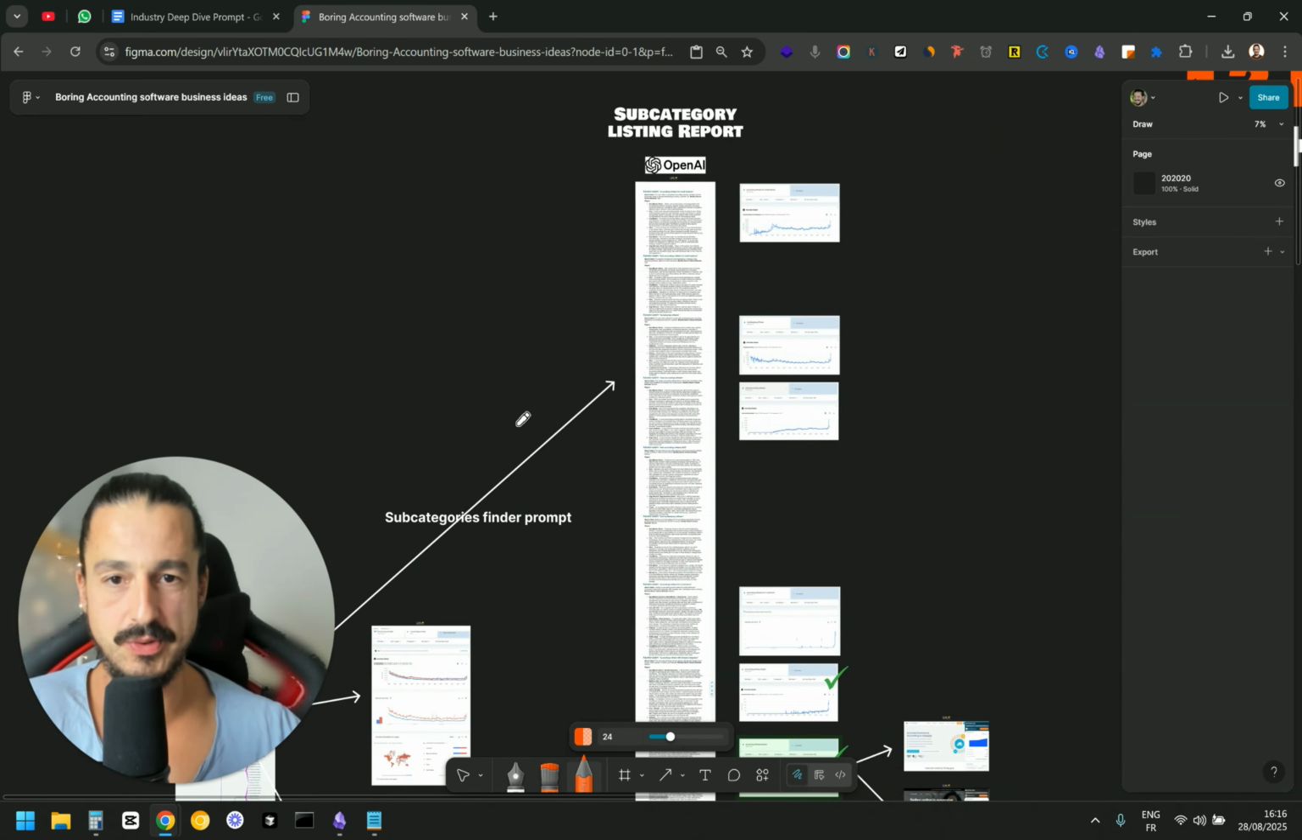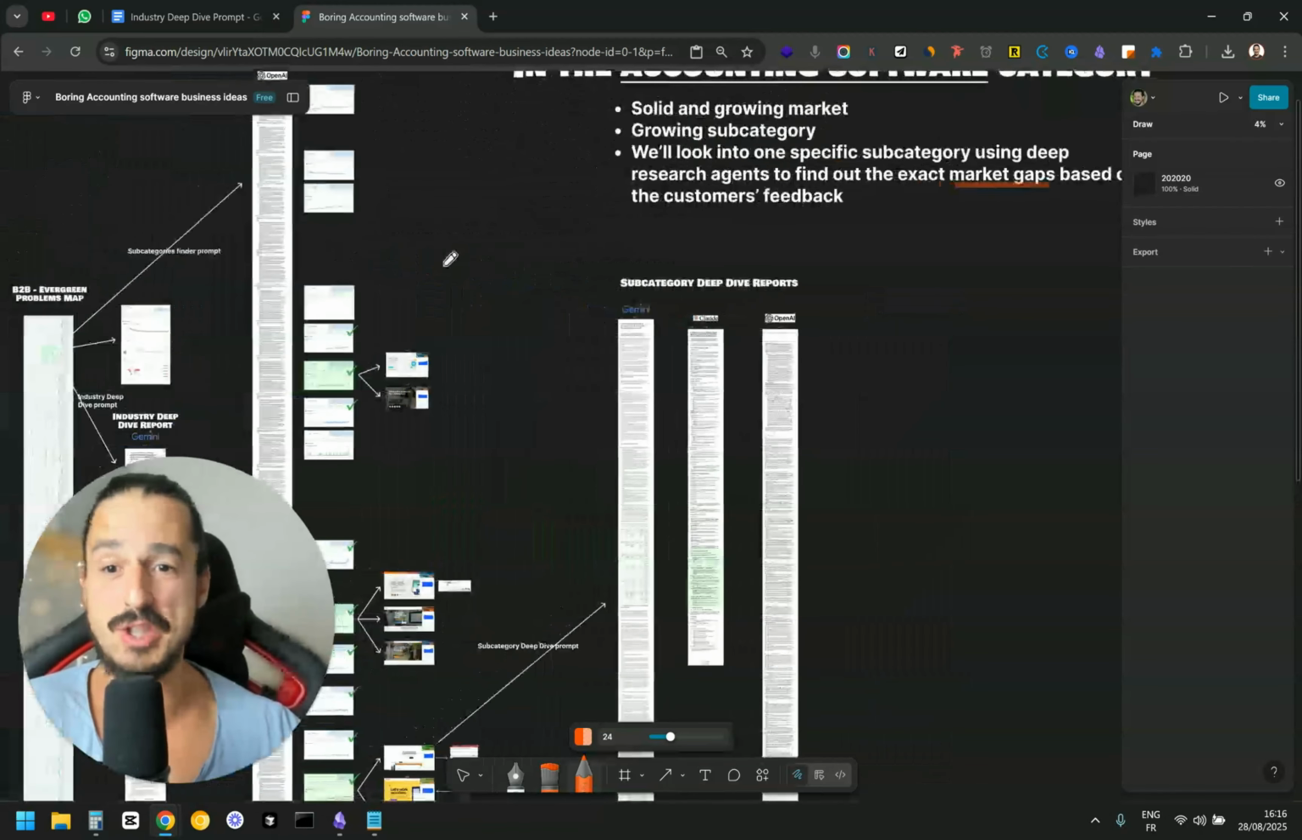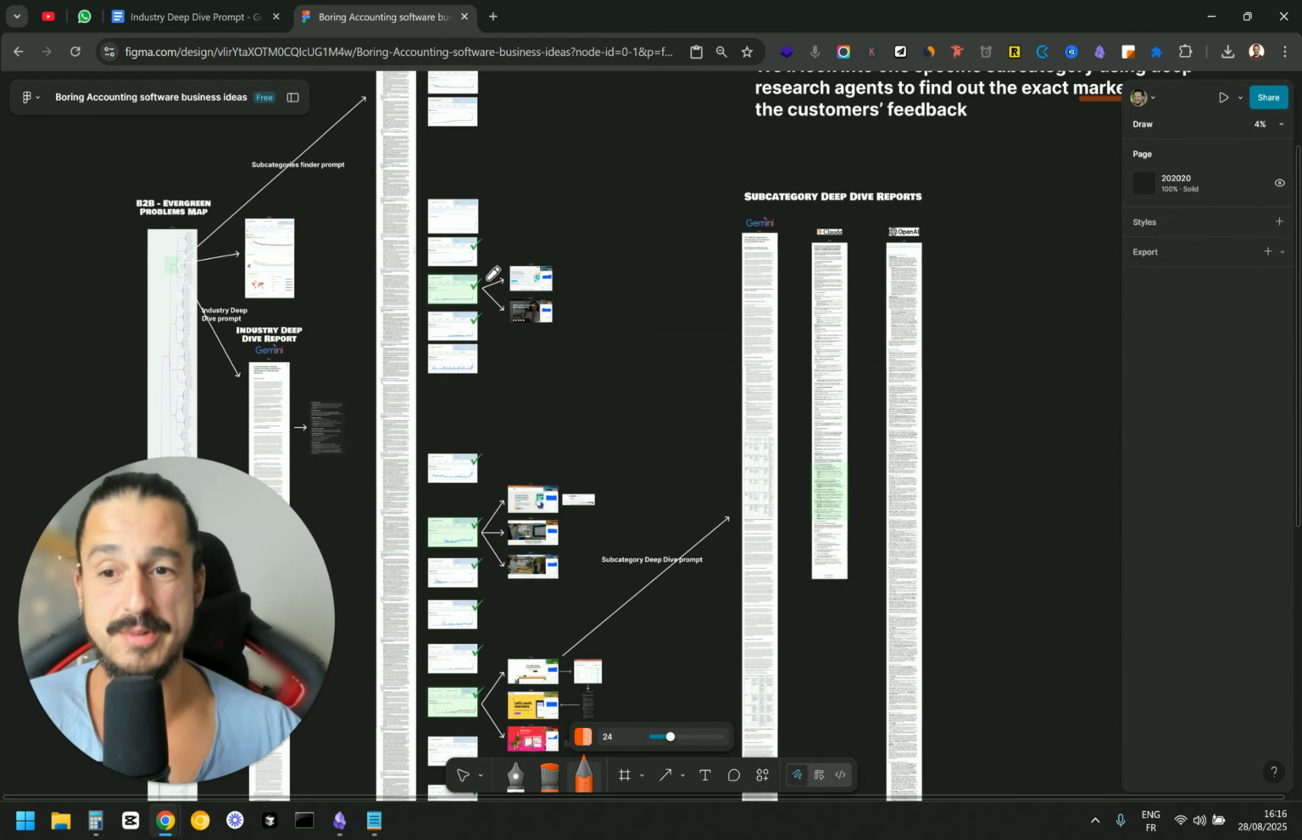When I say deep research, it always means one of those deep research AI agents. So here you have Gemini, Claude, or ChatGPT, but it could also be Perplexity, Grok, Manus AI, GenSpark, whatever you prefer. I like to work with those three, and I don't use them for the same purposes.